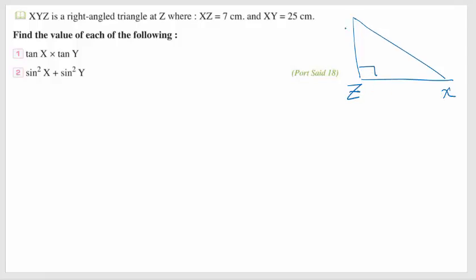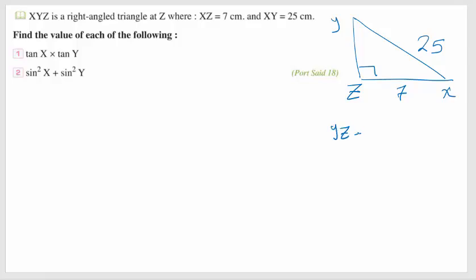So I will put X and Y, whatever you want. XZ equals 7 centimeters, XY equals 25 centimeters. Find the value of... before you start, as we said before, you should find the missing side. What is the missing side? It's YZ. May I ask you a question? Is YZ a hypotenuse? No, it's not opposite to the right angle.